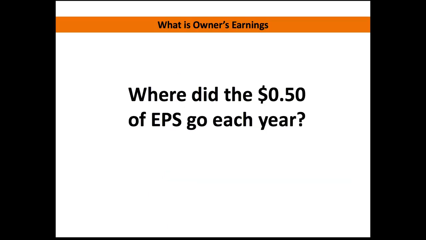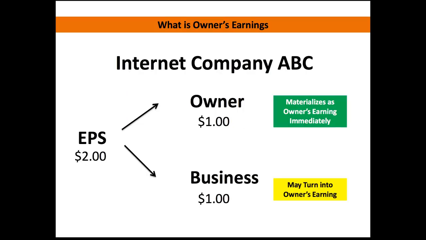Okay? So where did that 50 cents of earnings per share go? Because that's your money. As the owner of the business, that 50 cents, which never materialized, that's your money, but where did it go? Why didn't you see all that materialize? So whenever we look at the two directions that EPS can go, that accounting EPS that's at the bottom of the income statement, we know that it can be paid two different directions. We know that it can go to the owner. And when that's paid as a dividend, that materializes as owner's earnings immediately. Okay, we know that that's part of the owner's earnings.